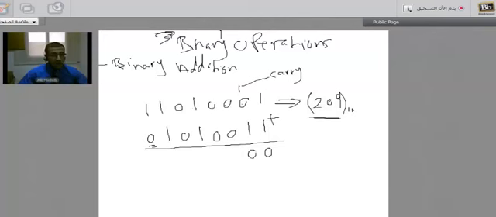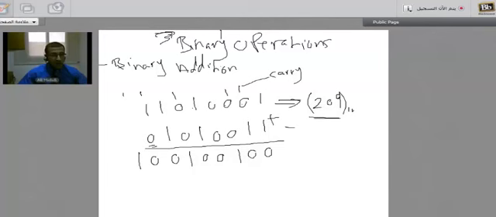1 plus 1 is also 0 and the carry is 1. 1 plus 0 plus 0 is 1. 0 plus 0 is 0. Again, 1 plus 1 is 0 and the carry is 1. 1 plus 0 is 1. Again, 1 plus 1 is 0 and the carry is 1. 1 plus 1 is 0. Obviously, with the carry 1, you've got no numbers here, so we're going to have to put it down here.